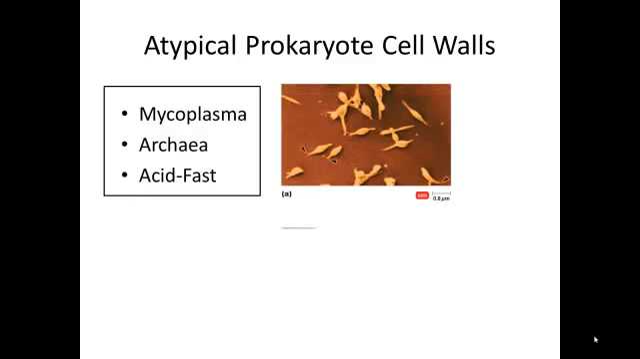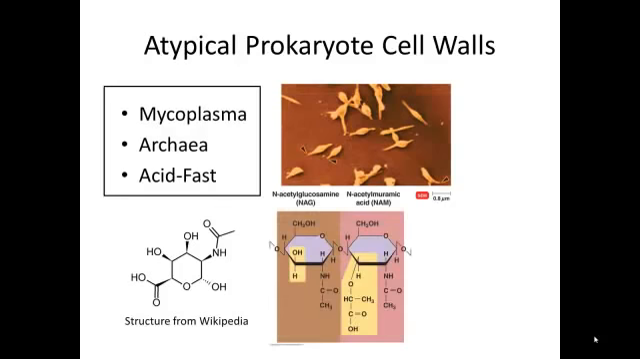Now let's talk about archaea. Archaea have a type of cell wall component called pseudopeptidoglycan. It's very similar to peptidoglycan, but instead of NAG and NAM, they have NAG and NAT. And over here, I've got a lovely picture of what NAT looks like. That's all you're going to have to remember.